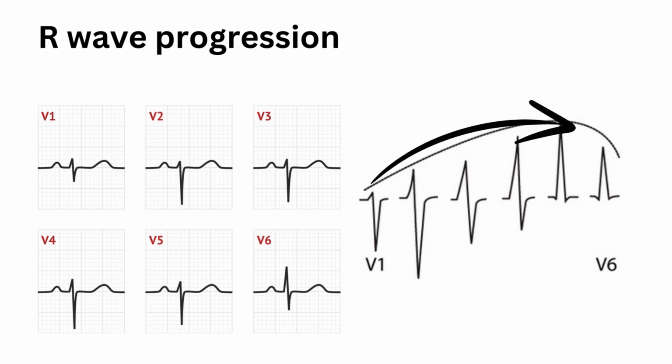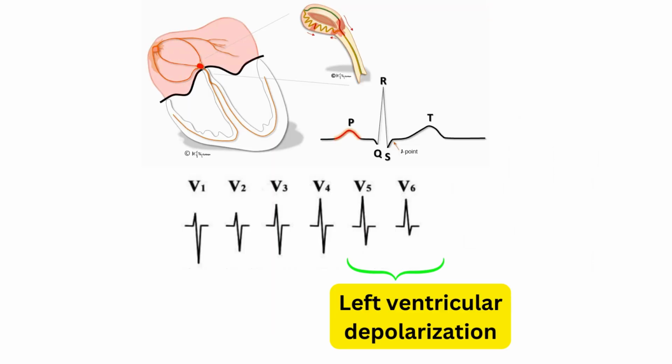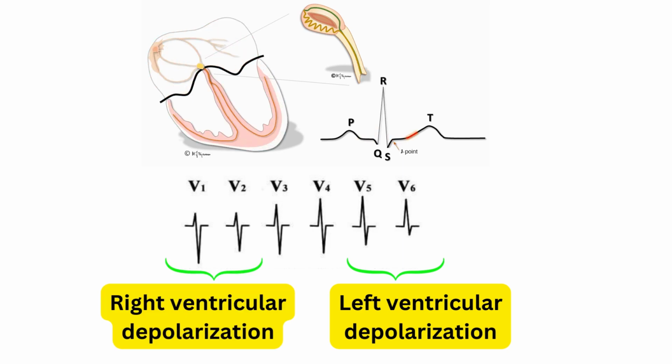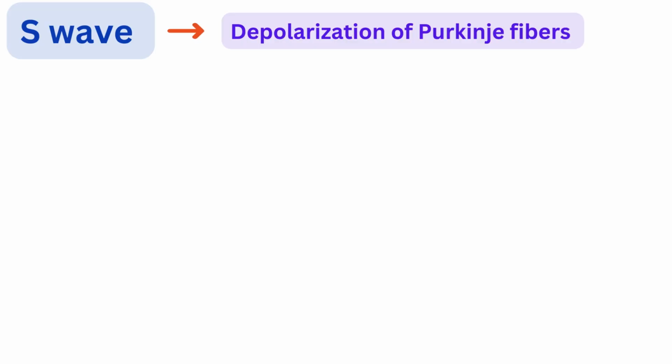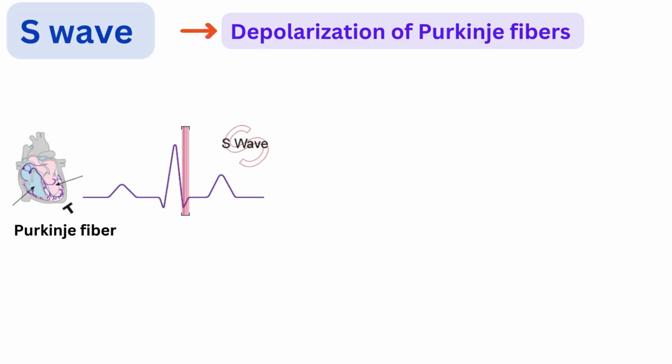In lead V1, R wave is 4 mm, while in lead V5 and V6 it is 25 mm. So, the R wave is smaller than the S wave in lead V1, and the R wave is taller in lead V6 than the S wave. In leads V5 and V6 it reflects left ventricular activation, while in lead V1 and V2 it reflects right ventricular activation. S wave represents depolarization of Purkinje fibers.